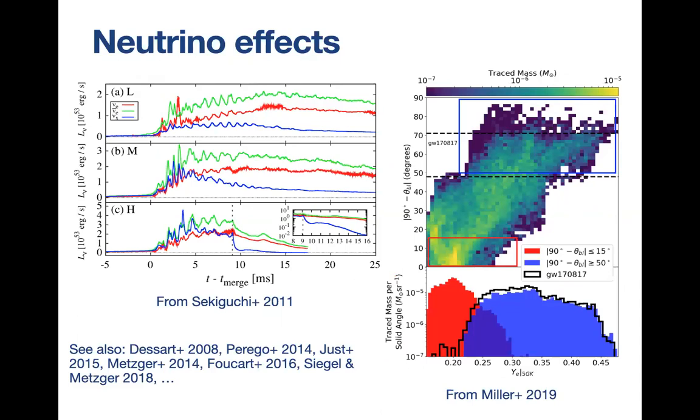Here I'm showing now a classical paper by Sekiguchi and collaborators. They were the first to perform studies with neutrinos in full general relativity. I will not comment on the details here, but if you look at the scale for neutrino emission, the luminosity is a few times 10 to the 53 ergs per second. This is a luminosity that is comparable, although not exactly the same, as a core collapse supernova.